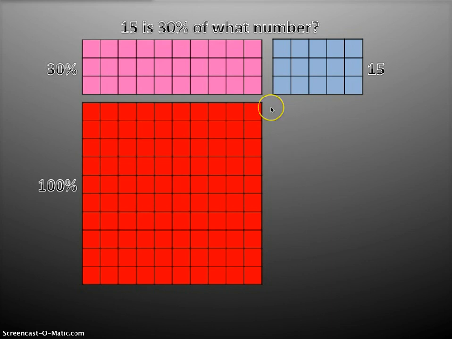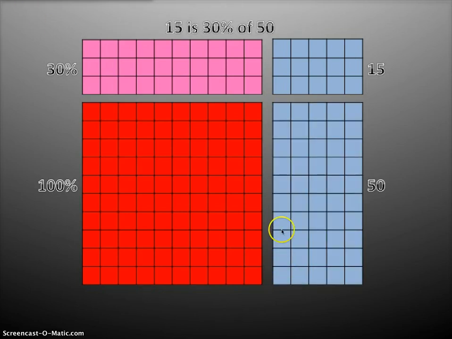We can see by building the rectangle that we are missing the total number. Well, how do we find the total number? Again, all we need to do is complete the rectangle. To complete the rectangle, we simply fill in the bottom right corner. This is 50, and we get that by going 10 times 5. 10 times 5 is 50, or 5 times 10 is 50. So 15 is 30% of 50.